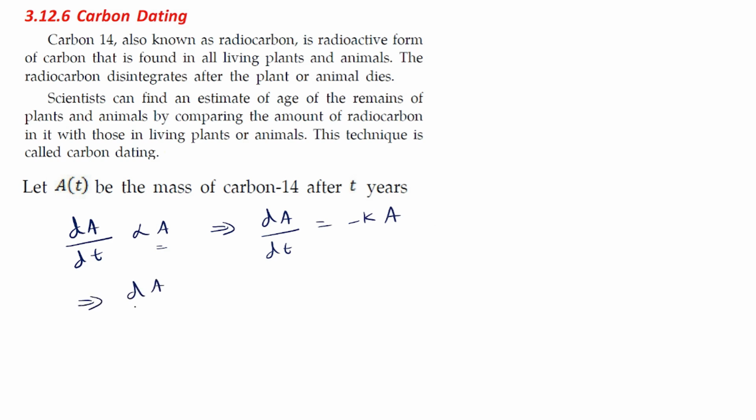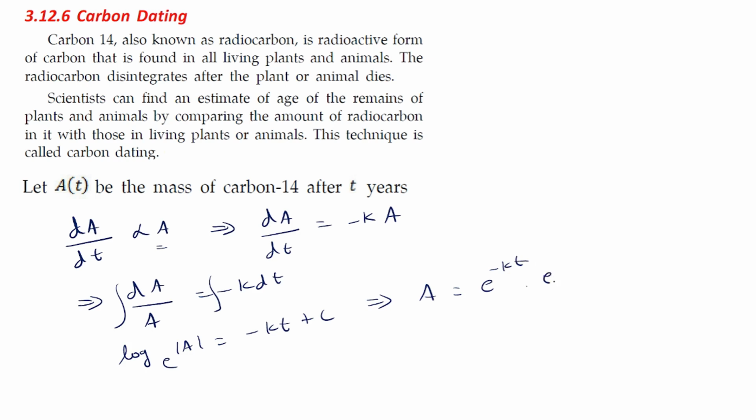So from this we get dA by A equal to minus K dt. This we can integrate on both sides. We get log mod A equal to minus Kt plus C. This is to the base e. As a result, we get A equal to e raised to minus Kt into e raised to C.